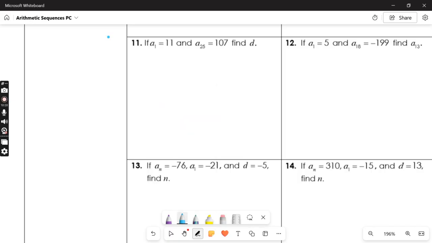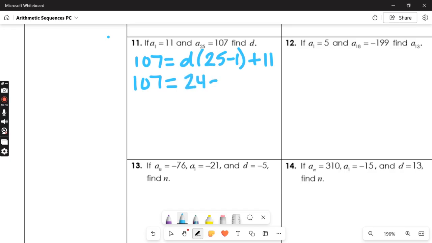All right, A1 is 11, A25 is 107, find D. So 107 is equal to D times n minus, sorry, not n. I know what n is, it's 25. 25 minus 1 plus 11. Okay, so this says I have 107, and this would be 24D plus 11.